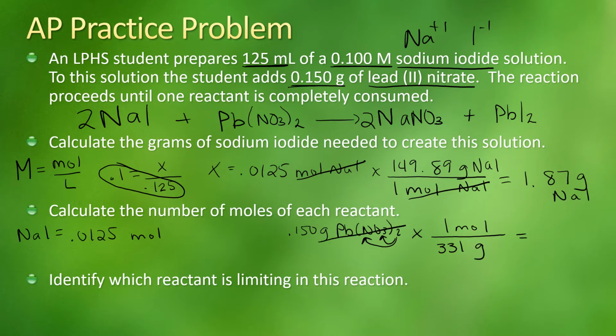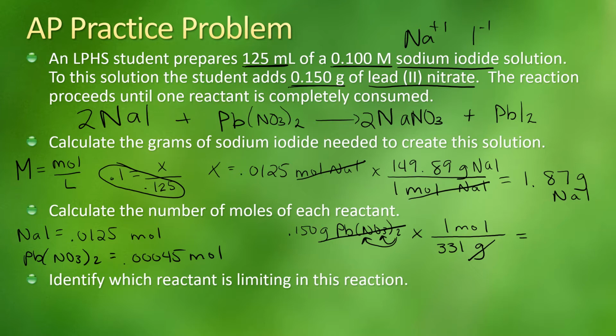Note, grams will cancel here. I'm multiplying across the top and dividing by the bottom. I find that I have 0.00045 moles of Pb(NO3)2. My third question here asks everyone's favorite, what is the limiting reactant?